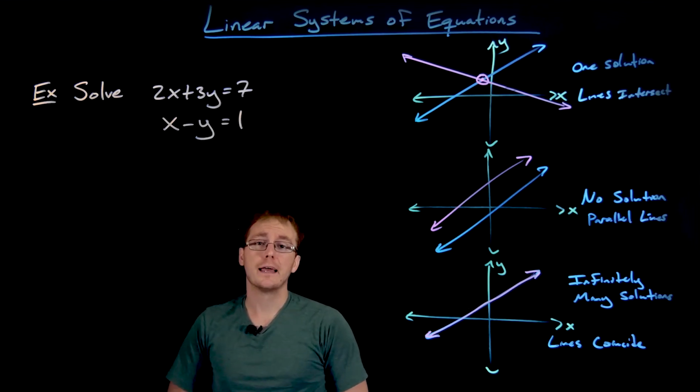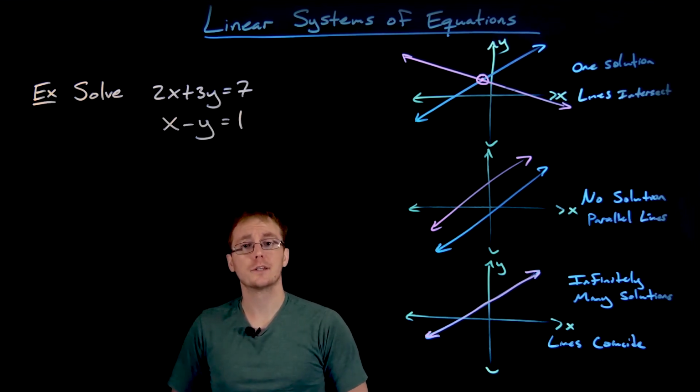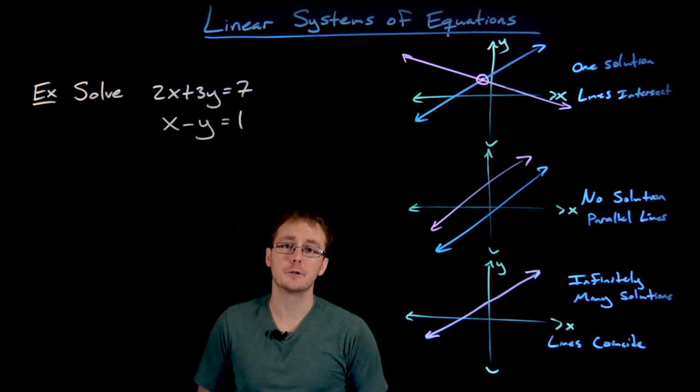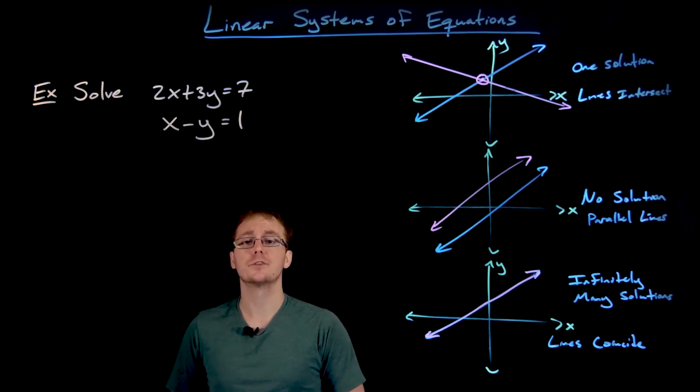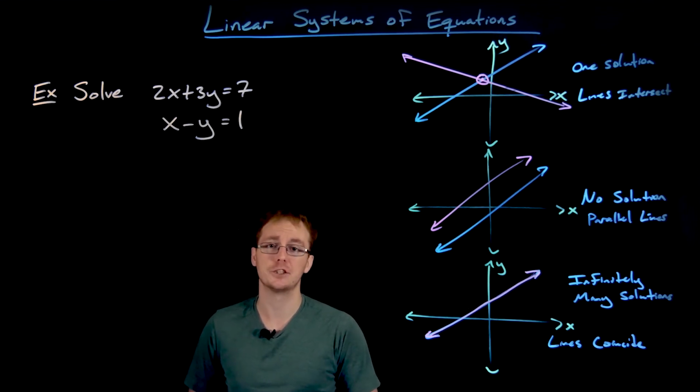All right, so now let's go ahead and solve our first example here of a 2x2 system of linear equations. And there are two algebraic methods that you've probably seen before that help us solve such a system. And those are the substitution method and the elimination method.